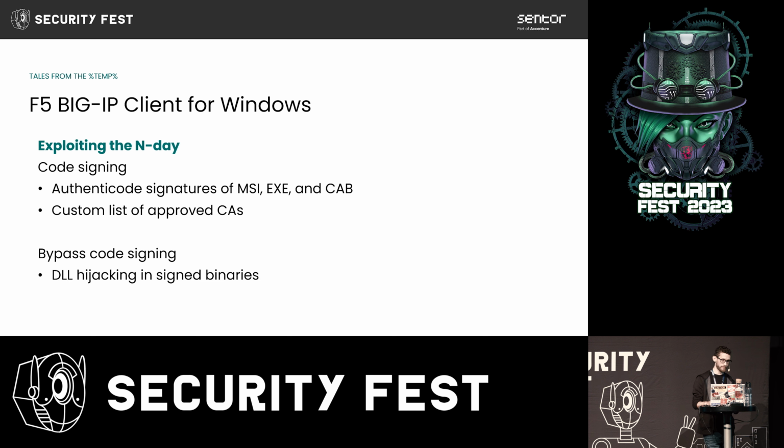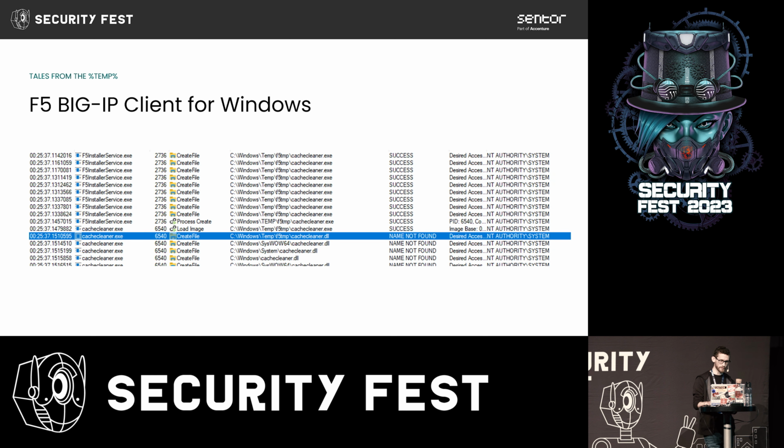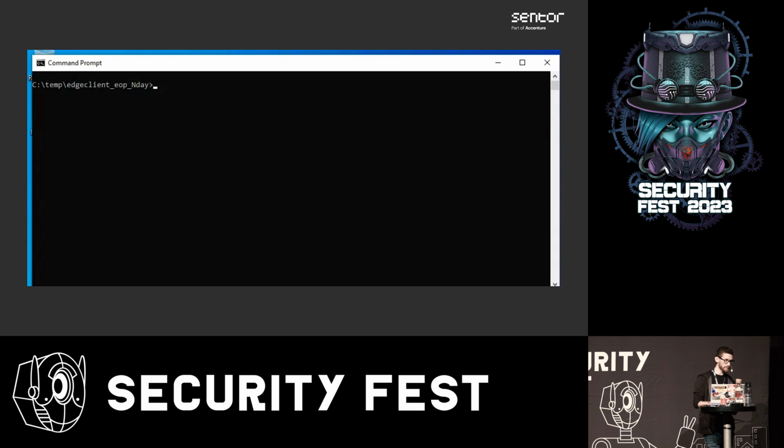I was able to bypass the code signature in this case simply by using DLL hijacking, because since all their own binaries are signed by them, I can trigger the installations of those programs. And this is how it looks. You can see the static path. I'm using an exe called cachecleaner.exe. And this is process monitor once again. You can see that it tries to load the DLL from the same directory. And this is kind of typical for DLL hijacking vulnerabilities.